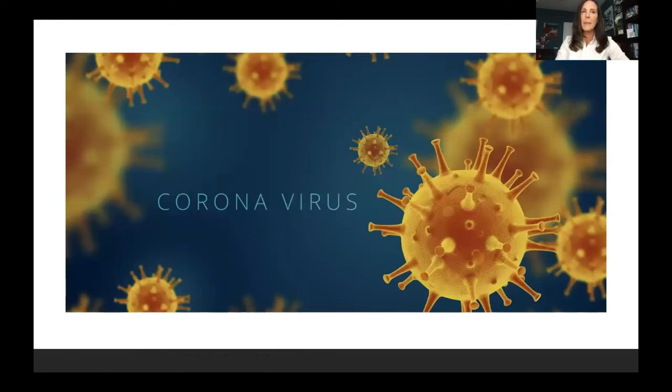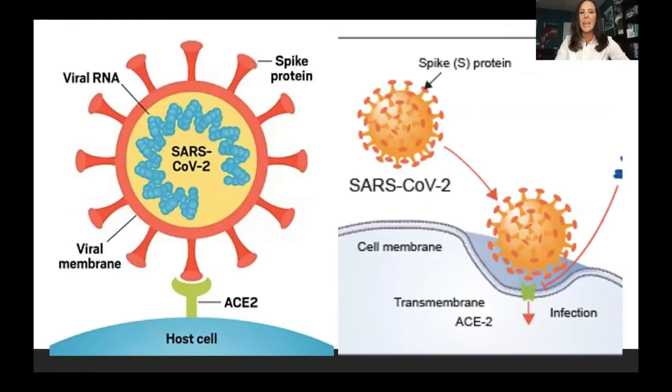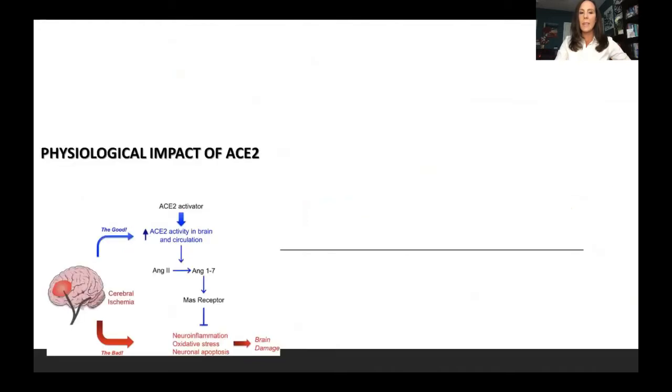So let's talk a little bit about what you're probably so tired of hearing about, and that's the coronavirus. Clearly, we know that the proteins are linked to activation of ACE2 receptors, and that's how they get into the cells in this disease and this illness. So physiological impact of ACE2 receptors is to increase activation, increase in brain circulation, but the negative effect and why we see neurosequelae is neuroinflammation, oxidative stress, and neuronal apoptosis, which can actually lead to brain damage.